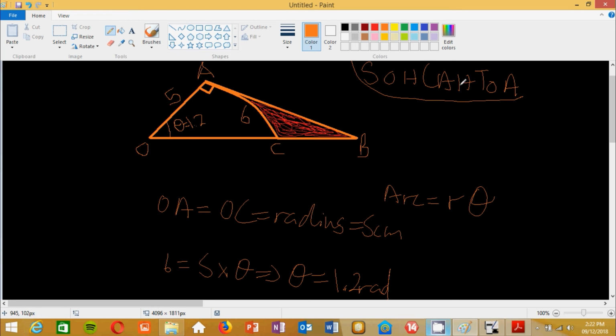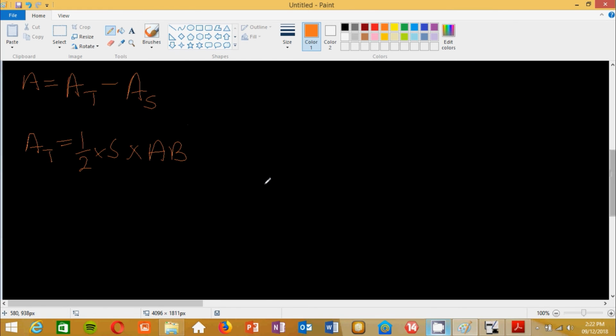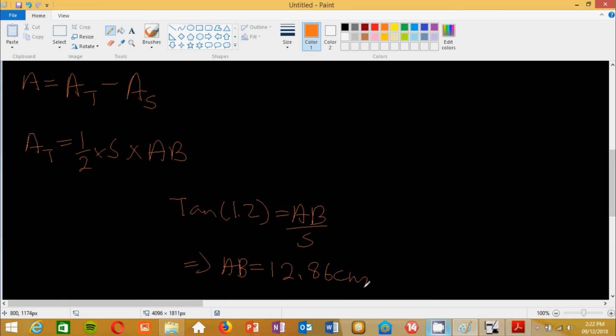So if I use my trigonometry, my SOHCAHTOA, then I will say tan of 1.2 is equal to AB over 5, because I want to get AB. So tan of 1.2 is equal to AB over 5, which implies that AB is equal to 12.86 centimeters. That's my AB. 5 times tan of 1.2, that is my AB.